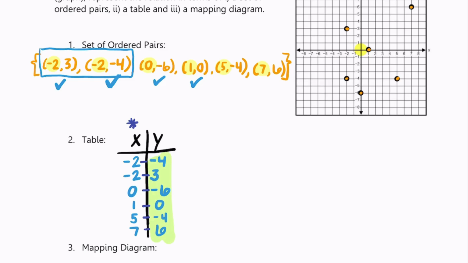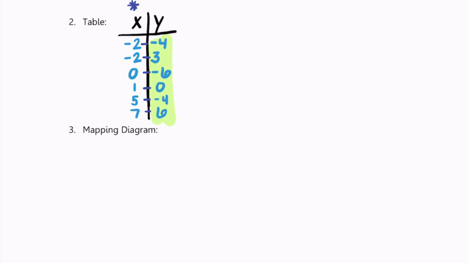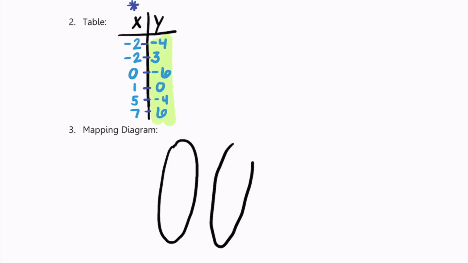Last but not least, we're going to make a mapping diagram. So once again, I'm going to scooch this down a little bit. We're going to draw 2 big ovals here. And here's the good news. You already have your x values in order from least to greatest. So I'm just going to build off of that.